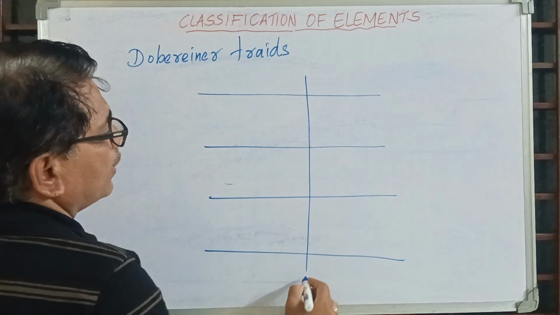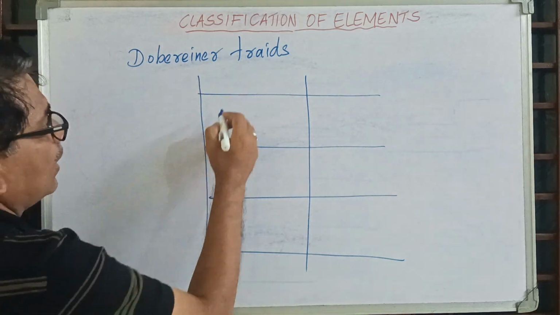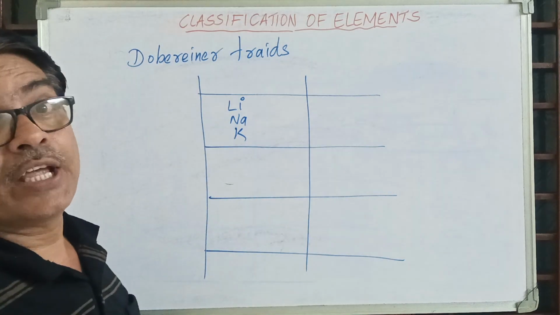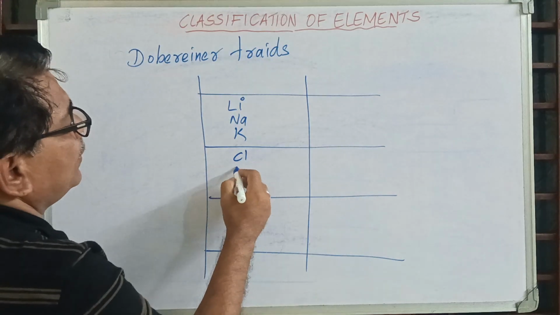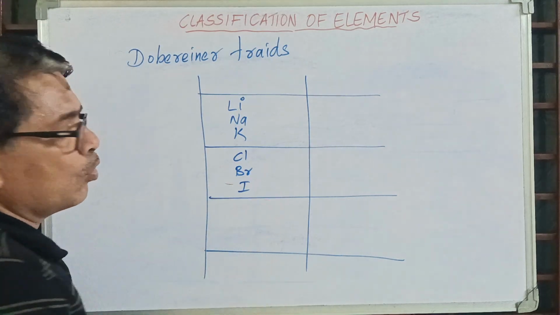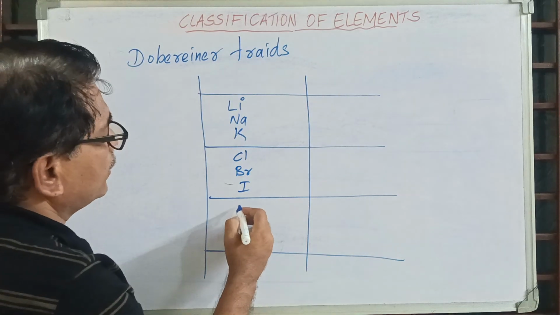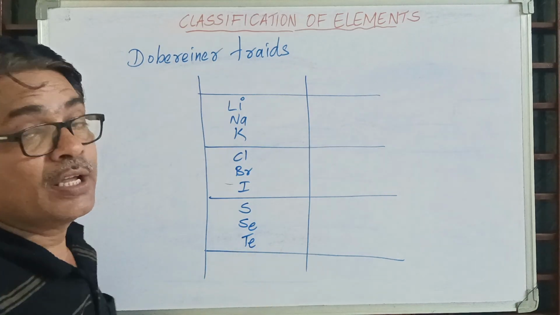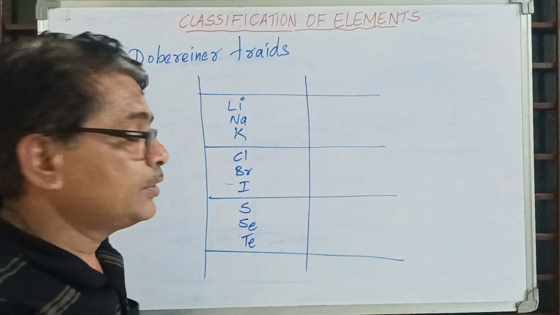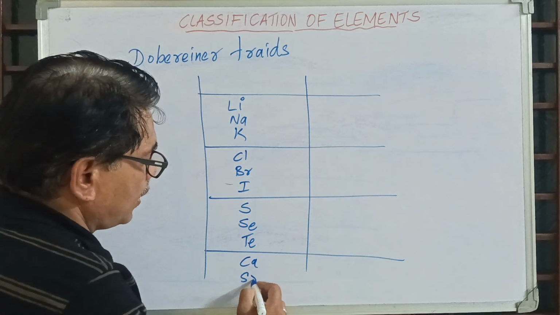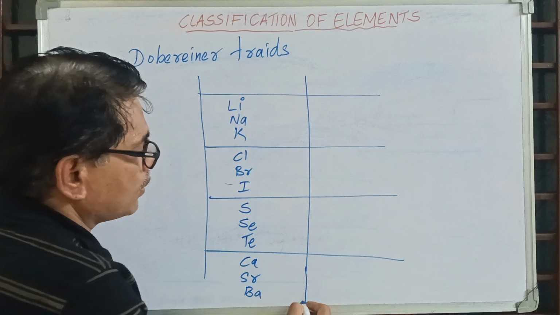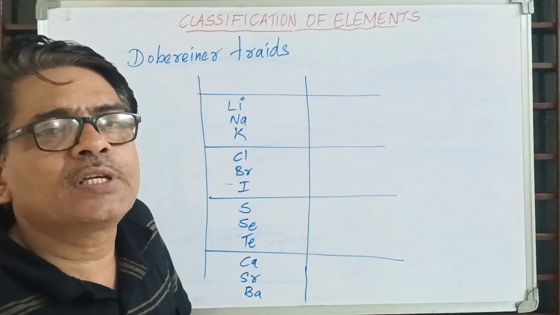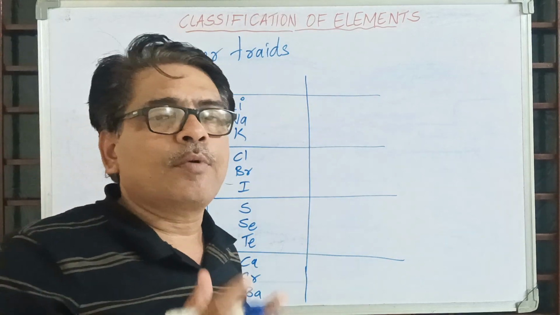So I am writing a few triads over here. The first triad is Li, Na, K: lithium, sodium and potassium. The second one is Cl, Br, I: chlorine, bromine and iodine. Next is S, Se, Te: sulfur, selenium and tellurium. And you find in the second group elements beryllium, magnesium, calcium, strontium and barium. These are called Dobereiner triads. Now, why did he pick up only these? Because their physical and chemical properties are similar.